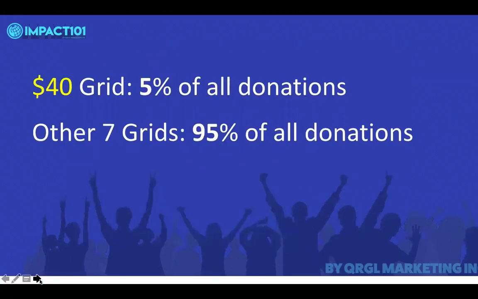The second thing to know is that only about 5% of all donations system-wide happen in the $40 grid. That means that around 95% of all donations happen in the other 7 grids. So if you're only in the $40 grid, you're missing out on a lot of potential donations you could be receiving at the other grid levels.